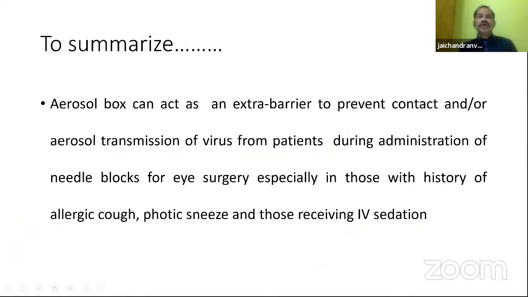So the aerosol box just acts as an extra barrier to prevent contact and or aerosol transmission of virus from patients during administration of needle block for eye surgery, especially in those with allergic cough, photic sneeze, and those receiving IV sedations, and also in patients with chronic hyperactive airways, smokers, etc. And I'm glad to say that this article is getting published in the Eye journal in the next forthcoming issue.